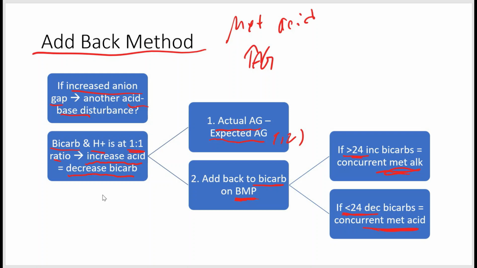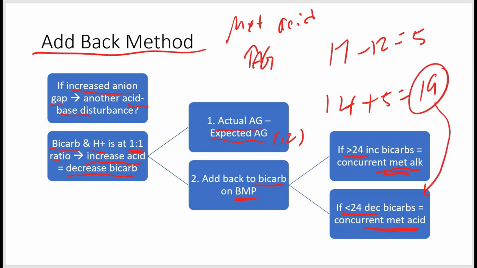Here's an example. Let's say the actual anion gap that you found was 17. Minus 12 gives you 5. Let's say the bicarb on the BMP was 14. So 5 plus 14 gives you 19, and this number is less than 24. You're expecting it to add up to 24 since that's what it normally is in your body. If it's less than 24, that means there's a decrease in bicarb than you expected, so there's a concurrent metabolic acidosis.